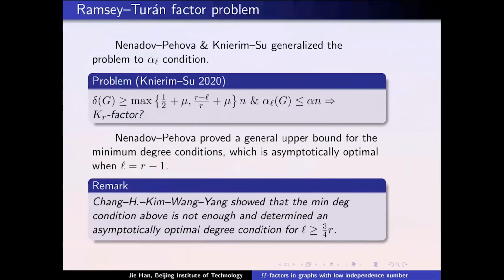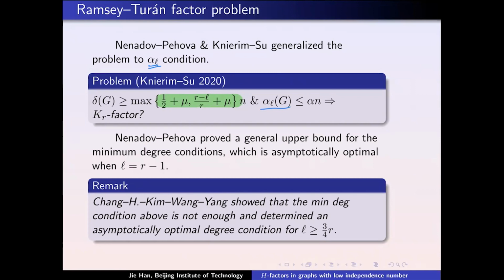Okay. So the problem was reiterated by Nenadov and Pehova, and Knierim and Su solved the problem for the clique factors, but they also generalized it to the α_ℓ condition. Namely, I define α(G) as the independence number of G, but α_ℓ(G) is the maximum size of a set without K_ℓ. And then they generalized the problem for the α_ℓ condition. Nenadov and Pehova gave this construction for this quantity, and Knierim and Su reiterated and mentioned this as a problem explicitly.